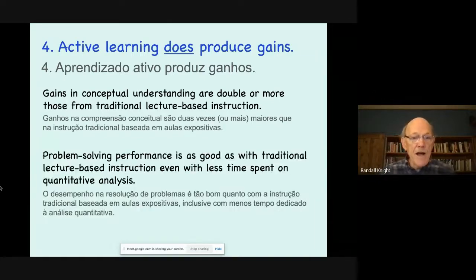But the interesting finding now from many universities over many years is that even though you spend less time in an active learning class on problem solving, it does not hurt their problem solving performance. It's still just as good as it is with traditional lecture-based instruction.